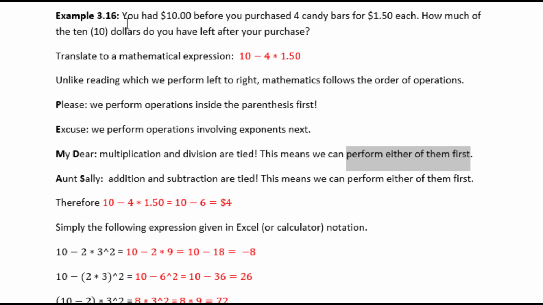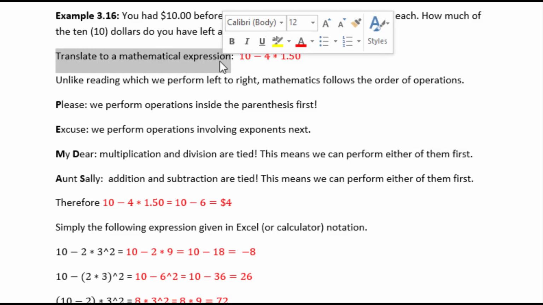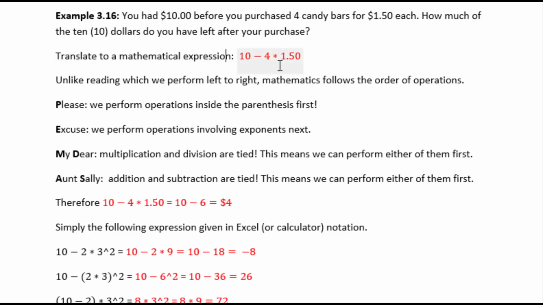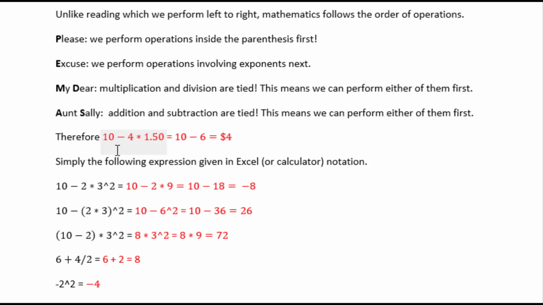We had $10 before we purchased 4 candy bars for $1.50 each. How much of the $10 do you have left after the purchase? Translating that into a mathematical expression, we get $10 minus 4 times $1.50. If we were doing it like reading, we would go 10 minus 4 is 6, 6 times $1.50 is 9, which is not correct. What you have to do first is multiply 4 times $1.50 and you get 6, and then do 10 minus 6, because multiplication comes before subtraction.